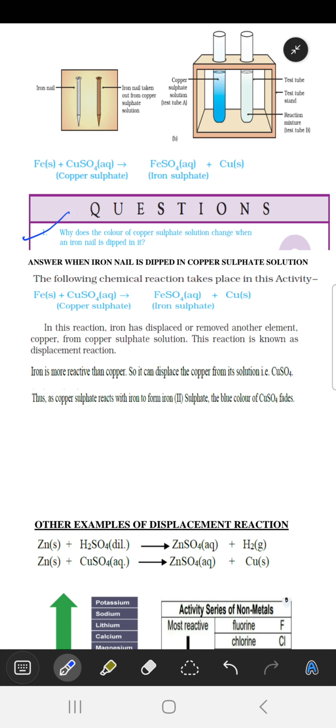Why this happens? Because the iron is more reactive than copper, so it displaces the copper from its solution, that is copper sulfate, and the new solution is formed, that is iron sulfate. And at the end, the copper is displaced by the iron. So the color of the copper sulfate solution faded.